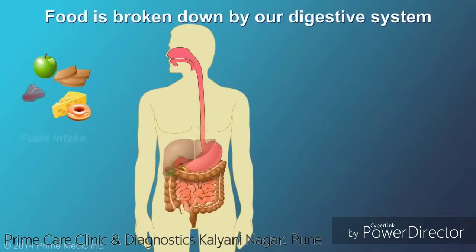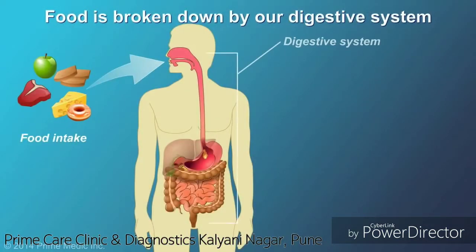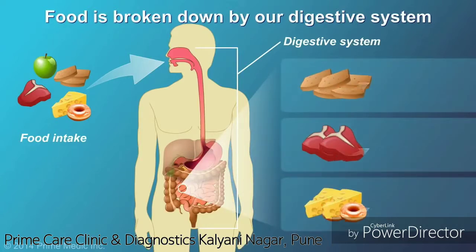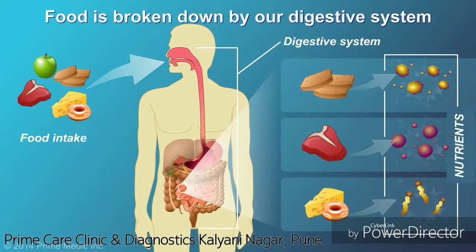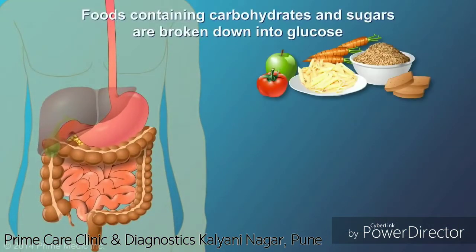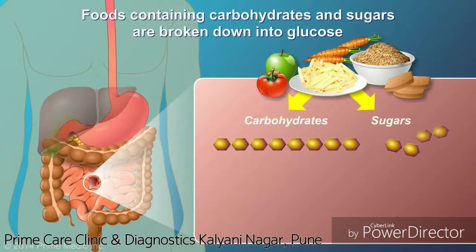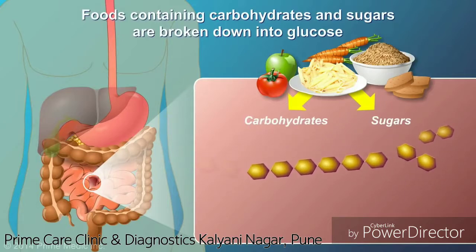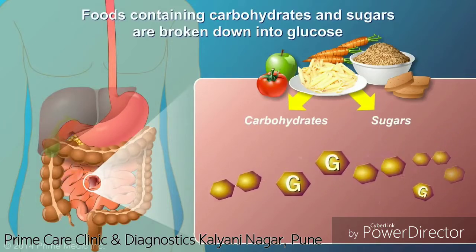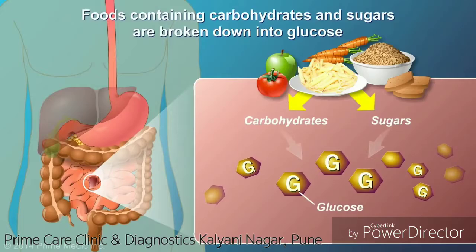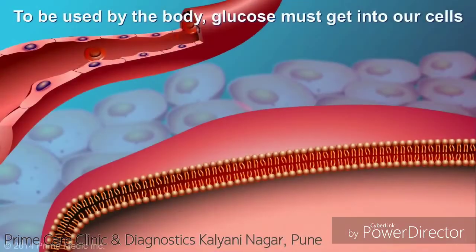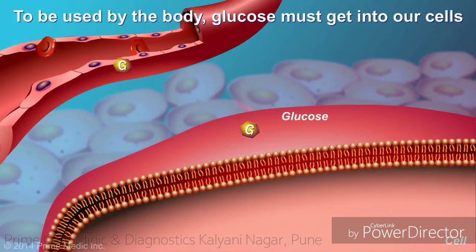When we eat, food is broken down by our digestive system into nutrient molecules that are then absorbed through our digestive tract for use by the body. Foods containing carbohydrates or various sugars are broken down into glucose. Glucose is an important source of fuel for many organs in our body. However, to be able to use the glucose for fuel, the glucose molecule must first enter into the cell.